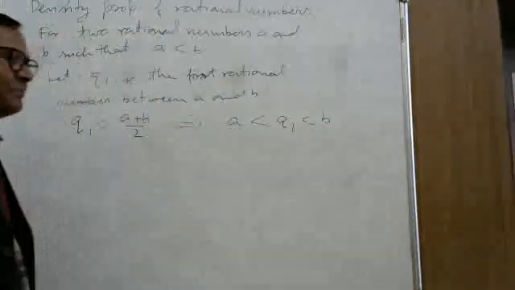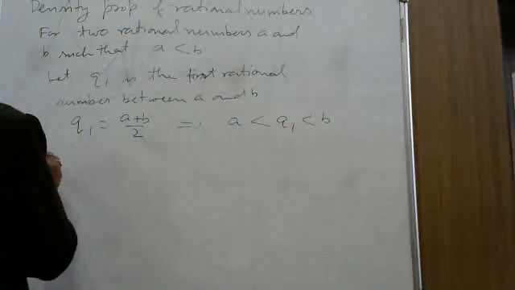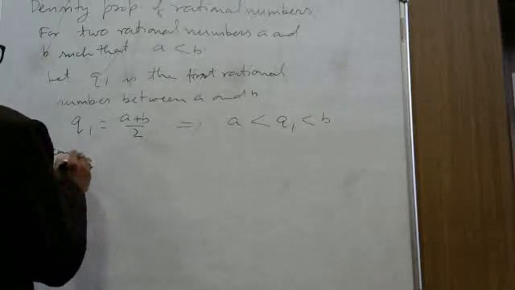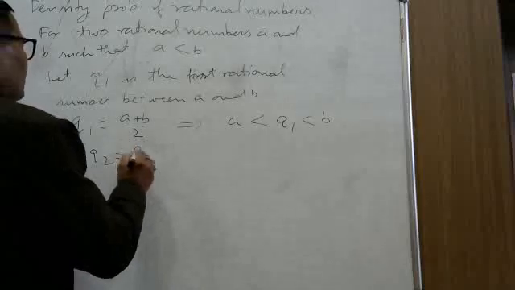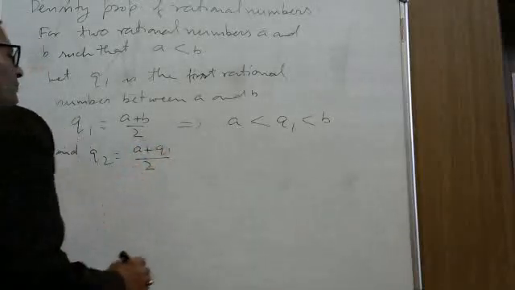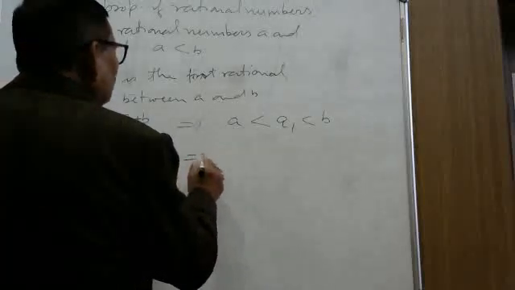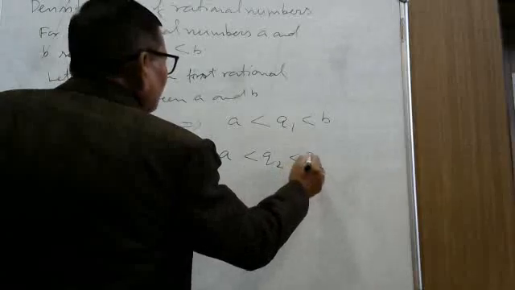Now, second rational number q2 is a plus q1 by 2. This implies that a is less than q2 is less than q1 is less than b.